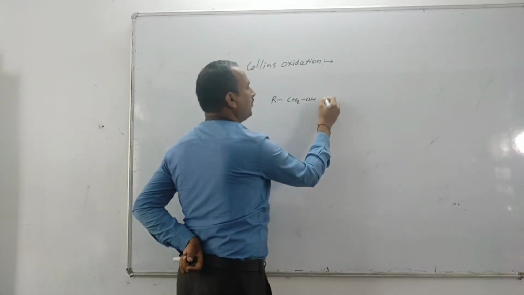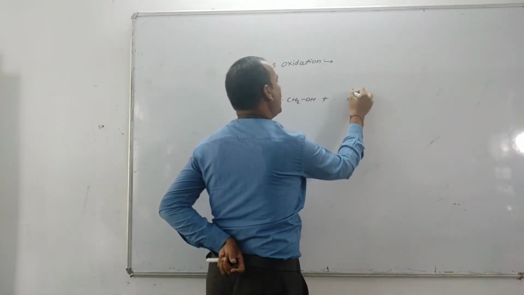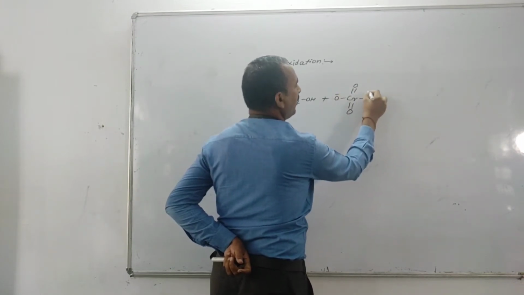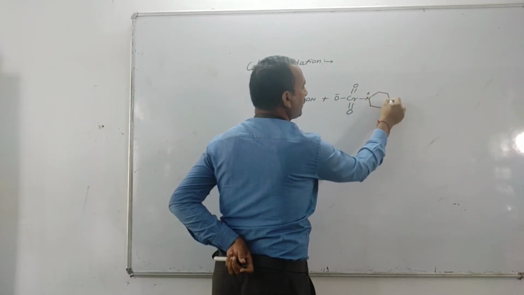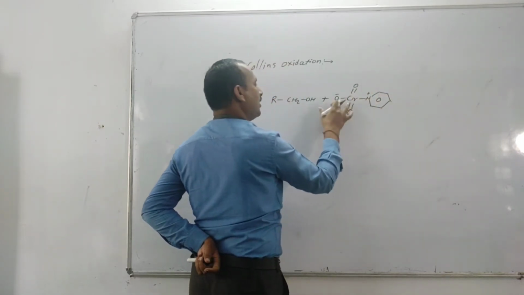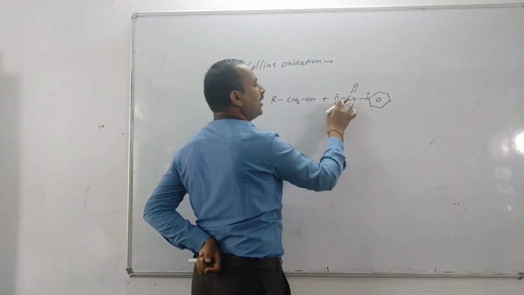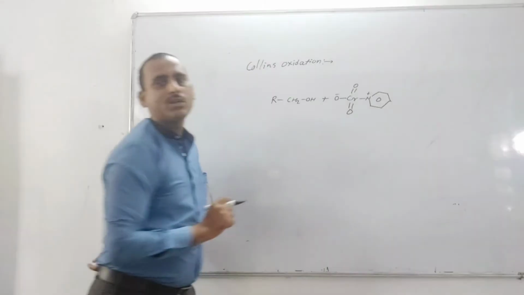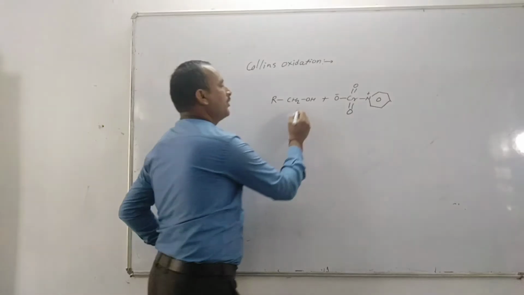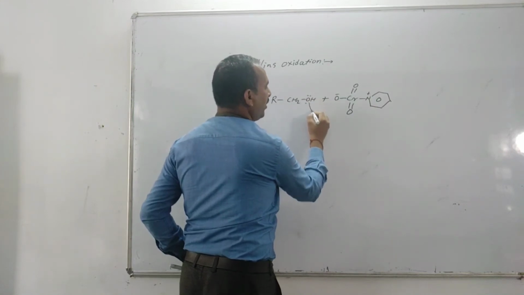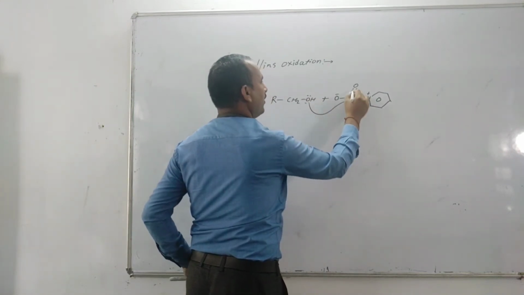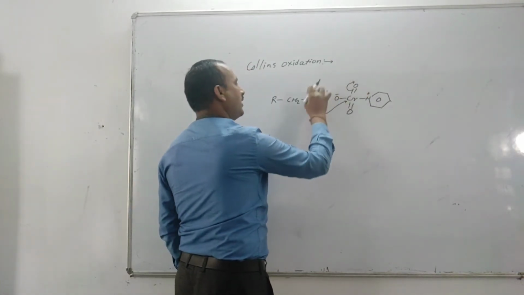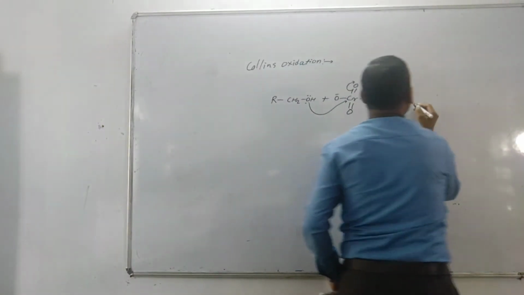RCH2OH plus Cr double bond O minus and plus. Now this is double bond and one pyridine, but if we see, one pyridine is limited and there is a single bond and there is a negative charge on the oxygen. Again the lone pair from the alcohol attacks chromium, there is O minus, and that O minus takes the proton from the alcohol.